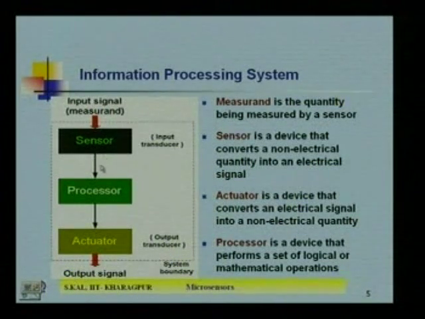So, the next block is the processor block, and that block can process the output of the sensor signal. The other block after the processor is the actuator. An actuator is a device that converts an electrical signal into a non-electrical signal. For example, if acoustic energy is transmitted in a PA system, then at the end of it you have to get back the acoustic energy.